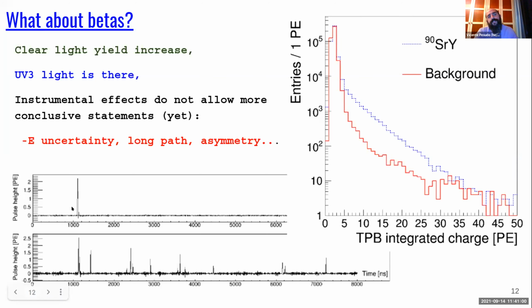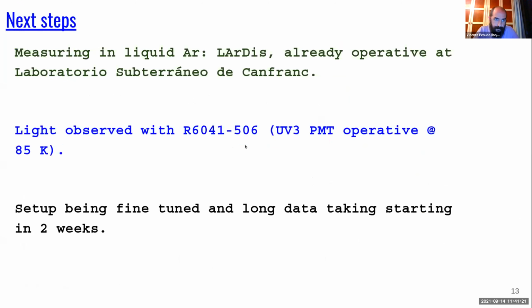Now here, the instrumental effects do not allow for more conclusive statements yet because of the energy uncertainty of the betas, because of their long path. We also have large asymmetry, so instrumental effects play an important role and it is not so conclusive as in the alphas statement. So what are the next steps?